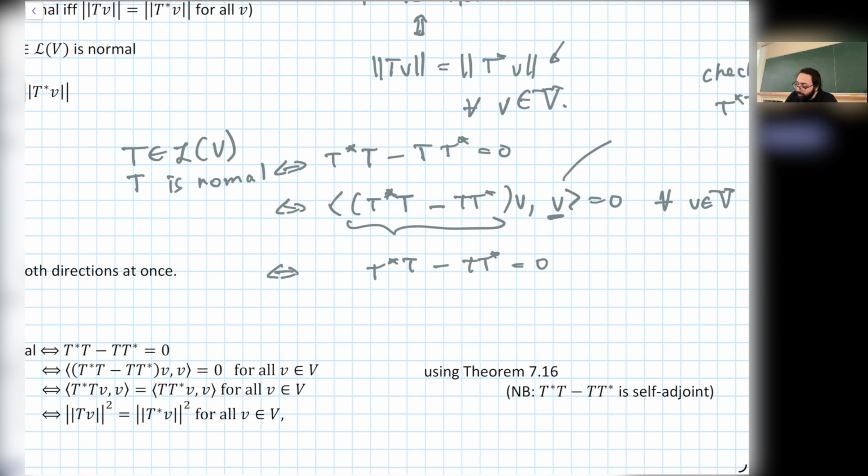Oh, what did I do? I wrote the same thing again. So the fact that T T star minus this object being 0 is equivalent to this, right? That was basically the theorem statement, which is what we wanted to prove. Sorry, I wrote the same thing again. Apologies. Is that okay?